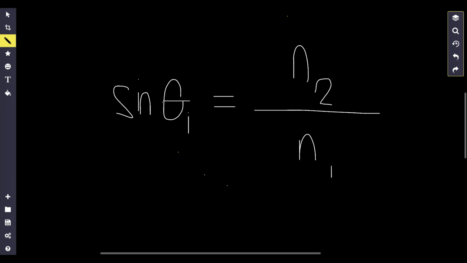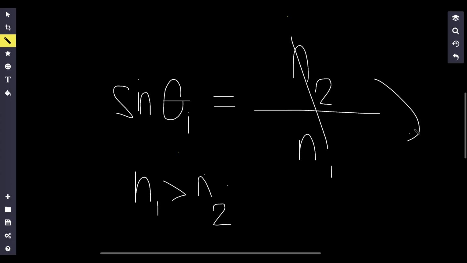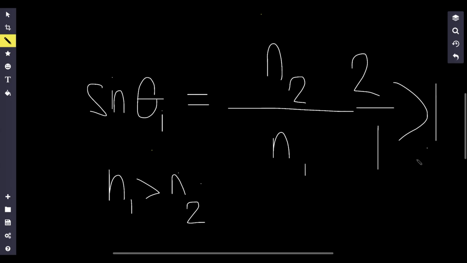But notice here something that's important. In order for this equation to work, n1 has to be greater than n2. The reason why is because if you have n2 being greater than n1, all of this is going to be greater than 1, right? Let's say n2 is like 2 and n1 is like 1. 2 divided by 1 is obviously greater than 1.